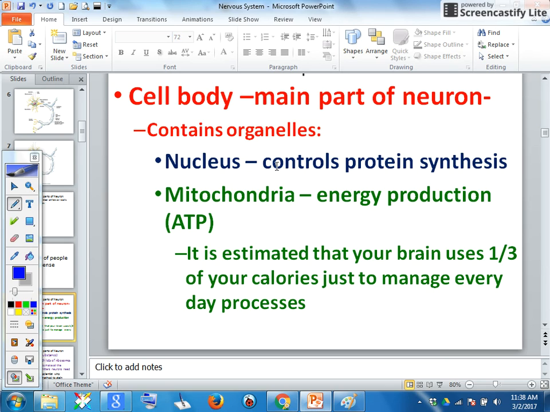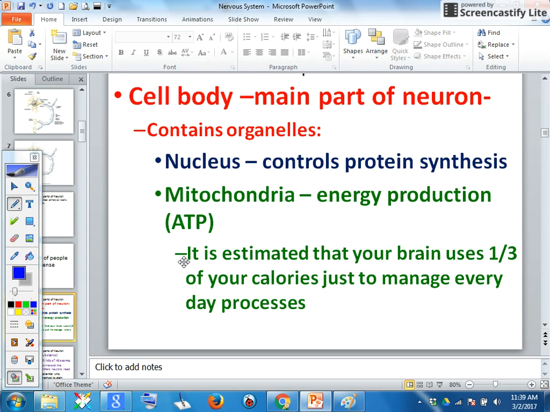The nucleus. The nucleus is all about controlling protein synthesis. That's where the genes are. Neurons have to have a nucleus. All cells need a nucleus except for red blood cells, but that's a different chapter. All right, mitochondria. Nerve cells have lots of mitochondria. Why? They need lots of energy. All those mitochondria are for energy production.